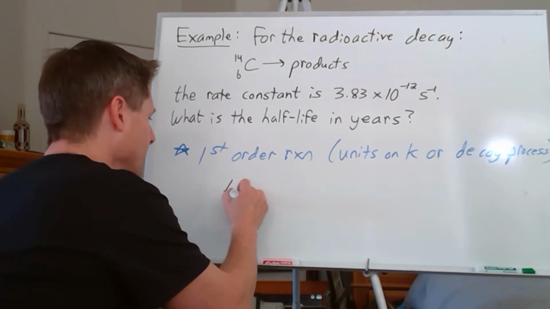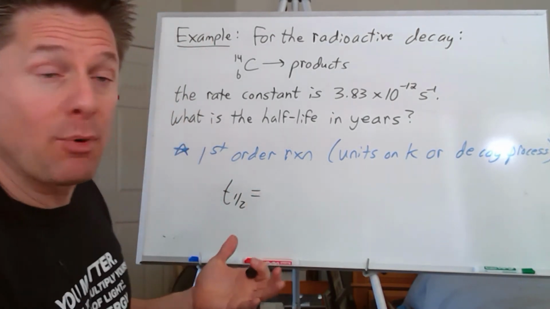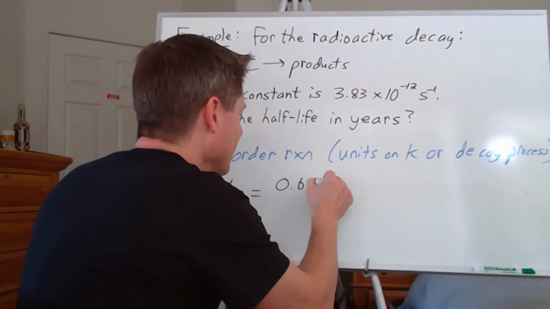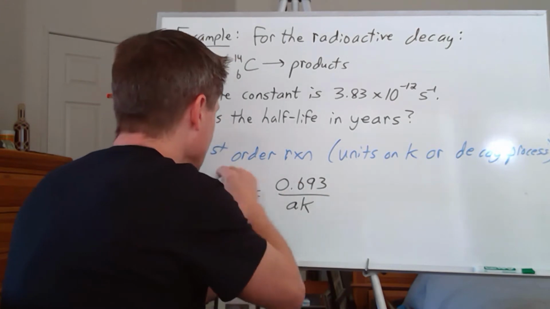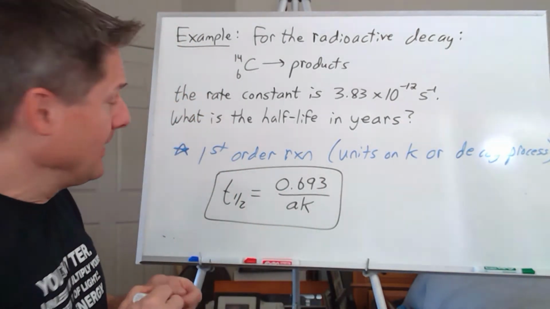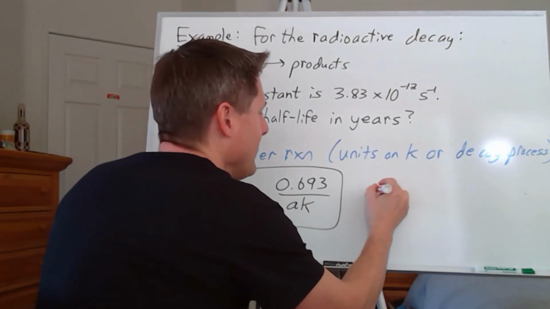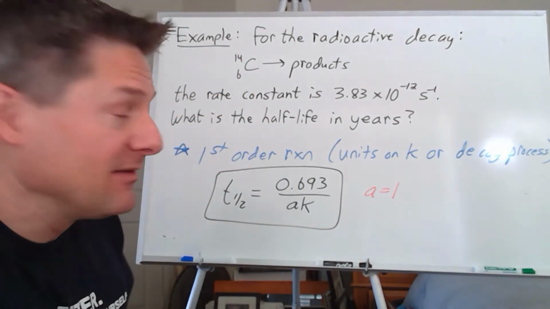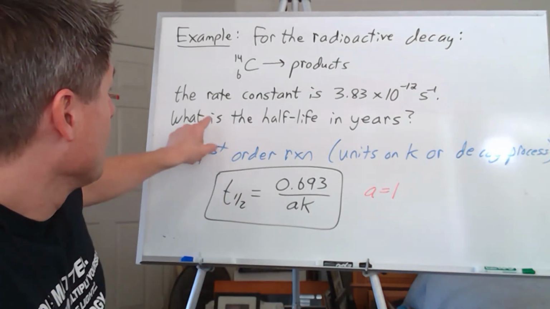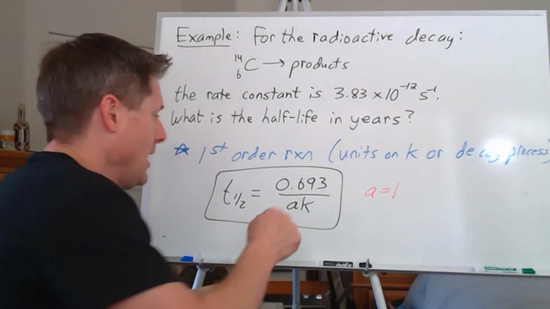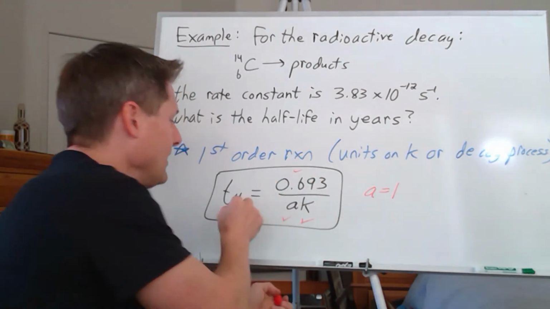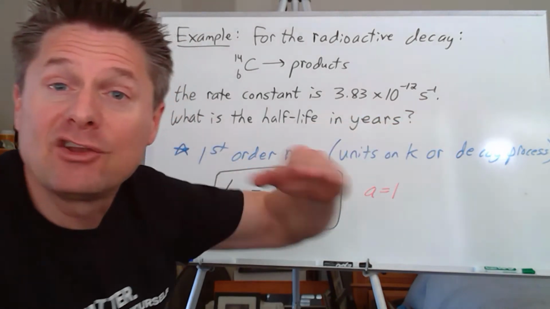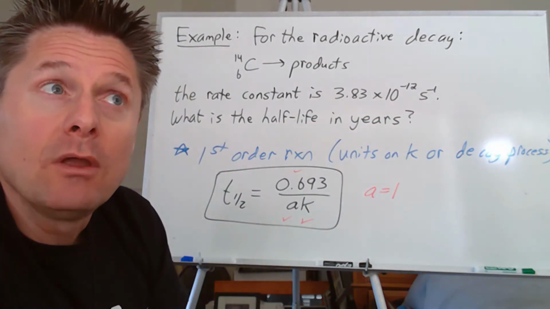So we know it's first order, so we can look at the half-life equation. The half-life for a first order process, and I would provide you this, is 0.693 over AK. Now we know from this that A is equal to 1, so there's nothing there. Should be pretty easy, right? We know A, we know that constant. You should be able to solve for t 1/2. That'll be in seconds, of course, and then convert that to years.